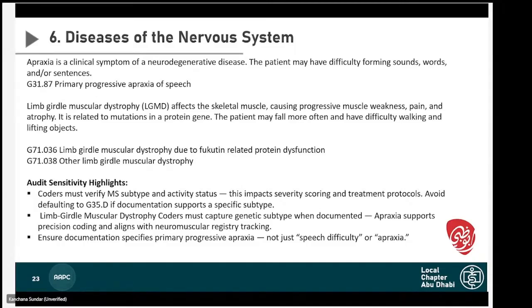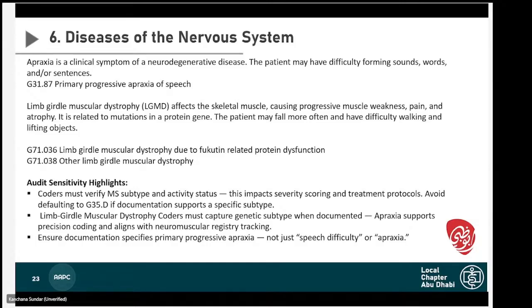And coming to the key highlights about this chapter, diseases of the nervous system, as we were talking about multiple sclerosis, please be aware of the options on the subtype and activity statuses and ensure that it has been coded appropriately to the highest specificity available. Avoid the multiple sclerosis G35.D unspecified code when we have so many specificities. It is fair enough to go ahead and review the document to find the specificity.